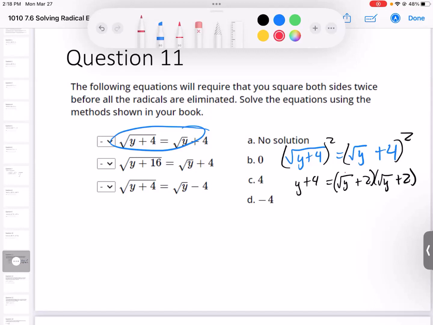And so when we FOIL this, the square root of y times the square root of y will be the square root of y squared, which the square root and the square cancel out. So you just get y. Then you have plus 4 square roots of y plus 4. And this would all equal y plus 4. And then to simplify this, you'd say, well, I have 4 square roots of y, so 4 square roots of y. And then I also have the plus 4 and the y.